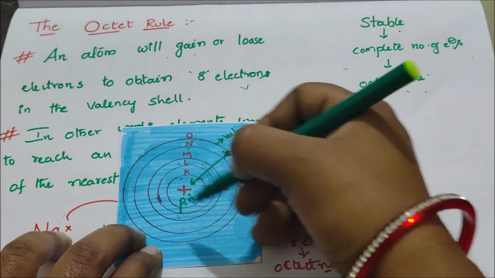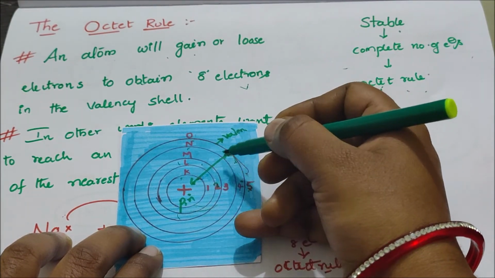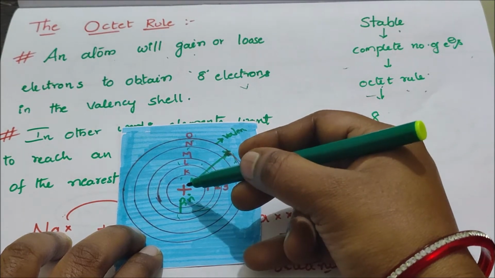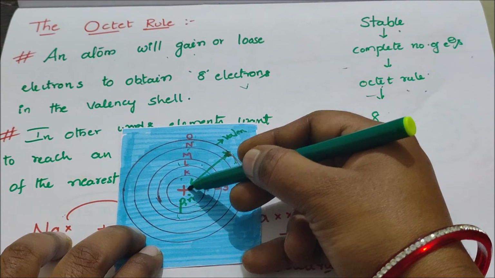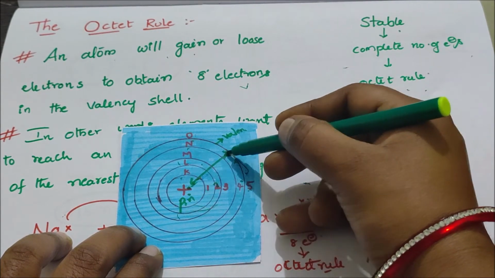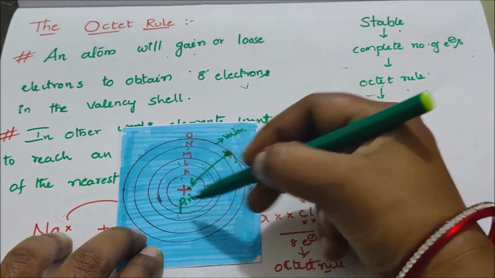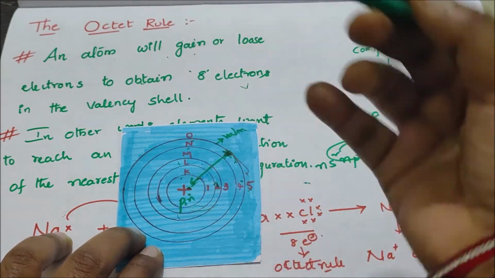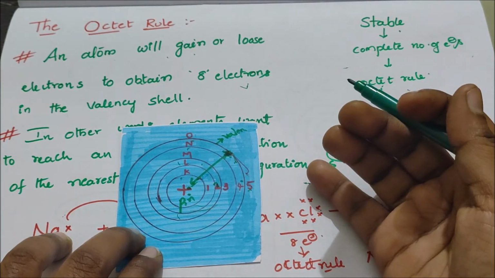The outermost shell is the one farthest from the nucleus. The distance between the nucleus and the outermost orbit is called the atomic radius. The electrons in the outermost shell are called outermost electrons or valency electrons.